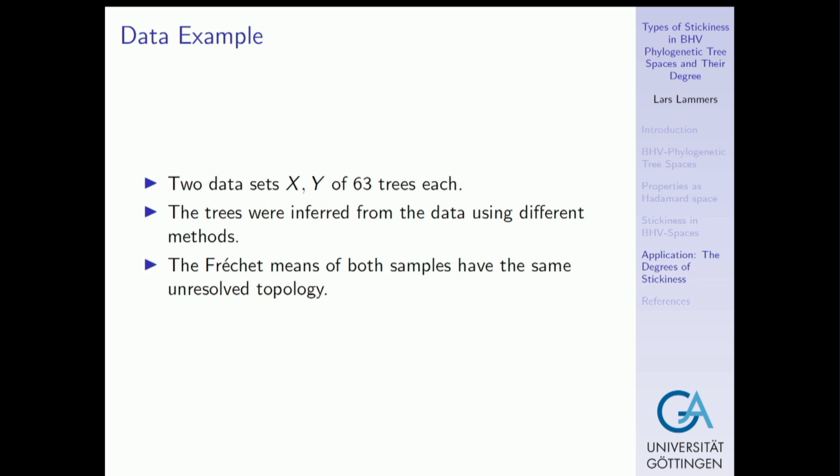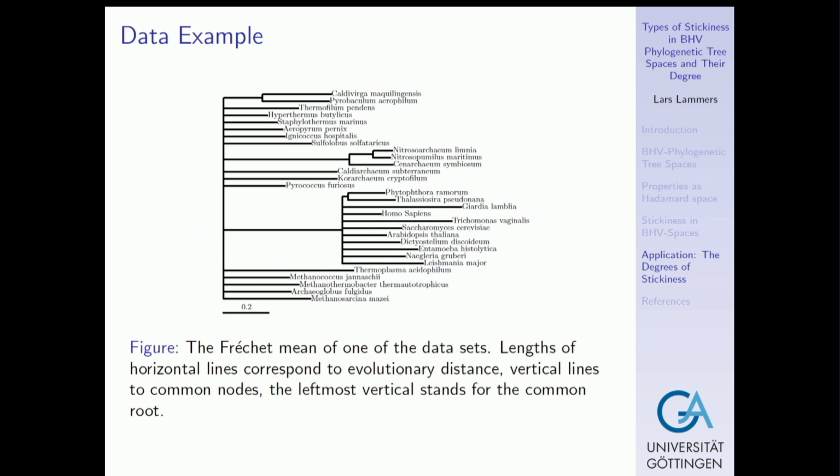Yeah, and so we actually work with a data example of two samples of 63 trees each. These trees were inferred from the same data, however, using two different methods of inference. And then what ended up happening is that both of the samples have roughly the same mean, or means very close to each other, with the same unresolved topology. So this is how the tree of these data examples looks.